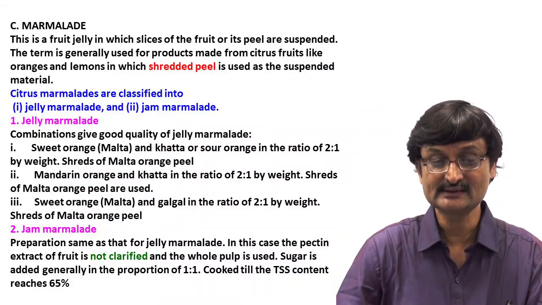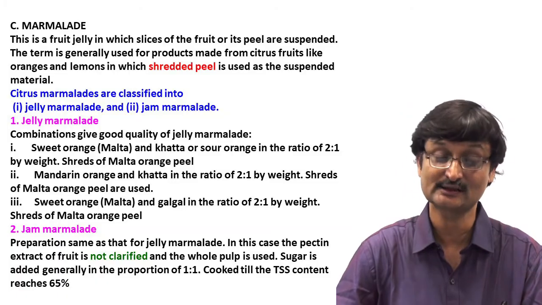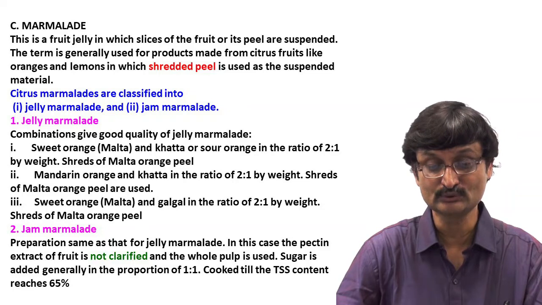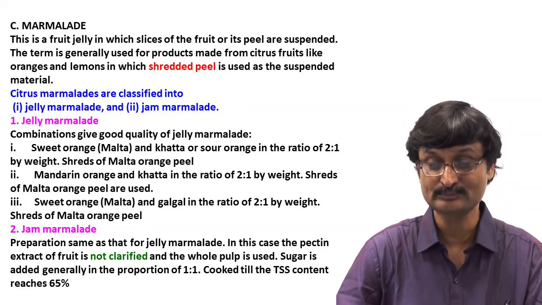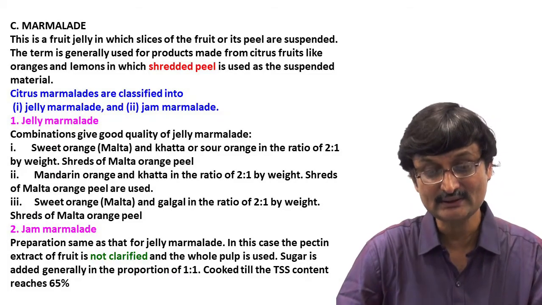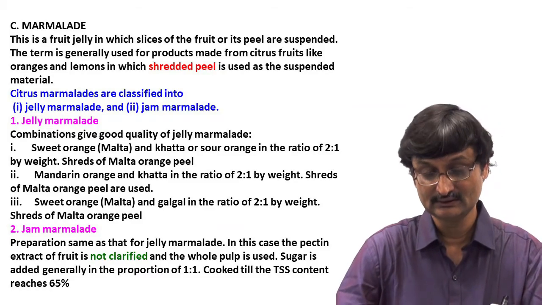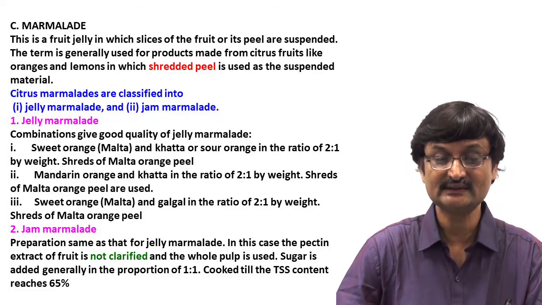Marmalade. This is fruit jelly or jam in which slices of the fruit or its peel are suspended. The term is generally used for products made from citrus fruit like orange and lemon, in which shredded peel is used as suspended material. Citrus marmalade can be classified into jelly marmalade and jam marmalade. Jelly marmalade: different types of combination are given for jelly marmalade.